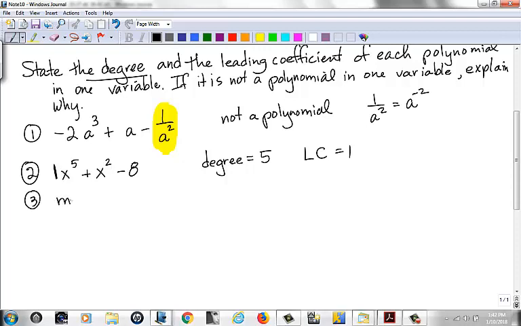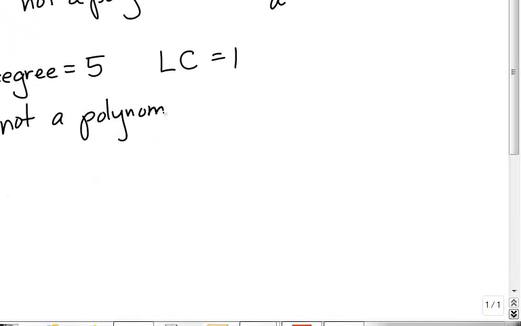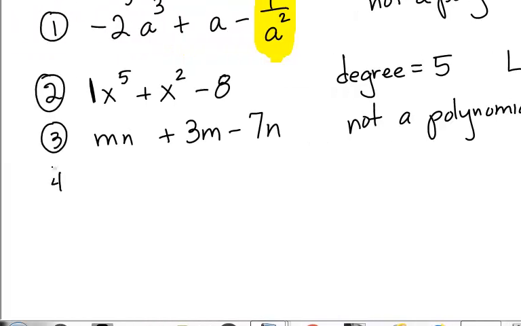Okay. mn plus 3m minus 7n. How many variables are in there? 2. So not a polynomial. It's got 2 variables in it, m and n. That throws that off.